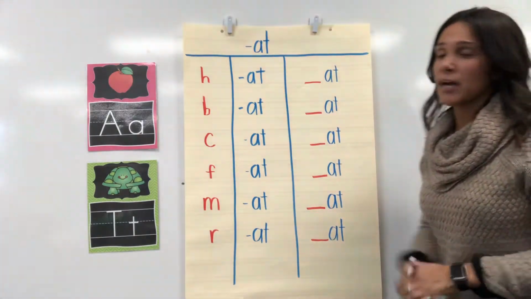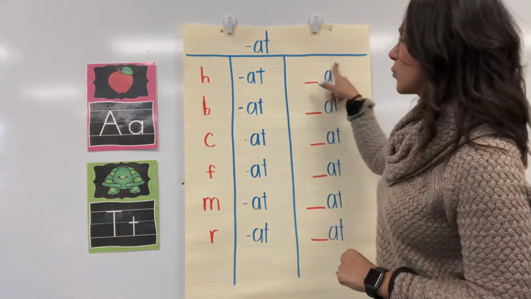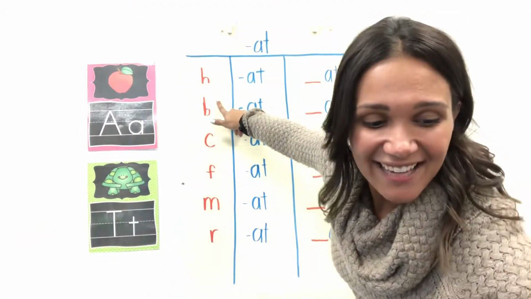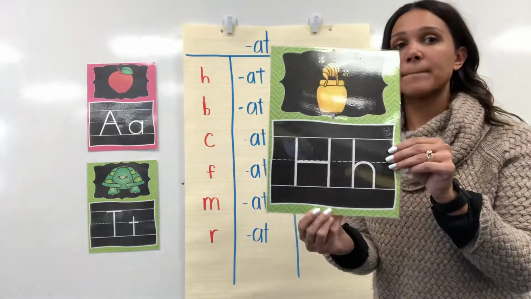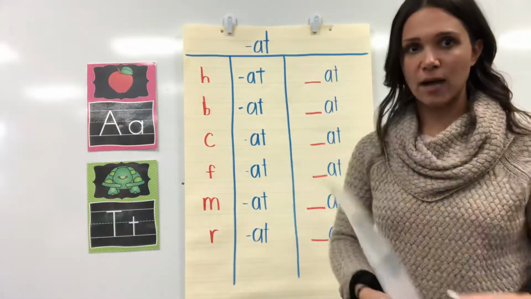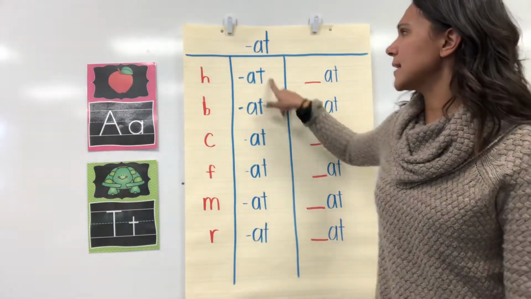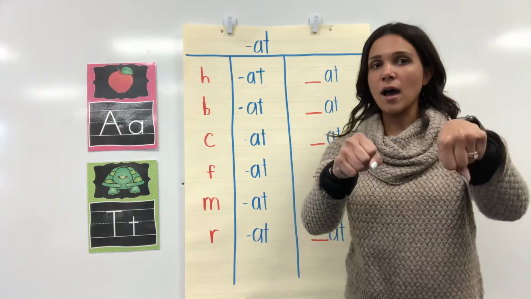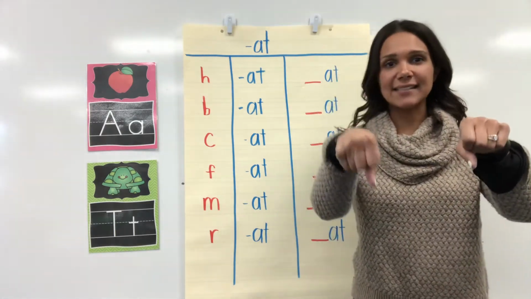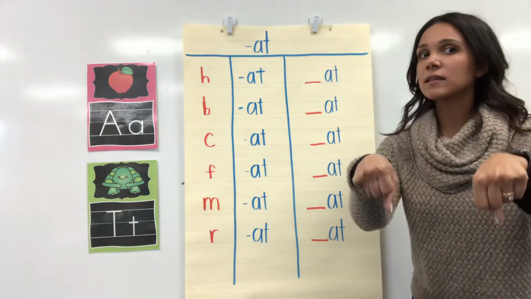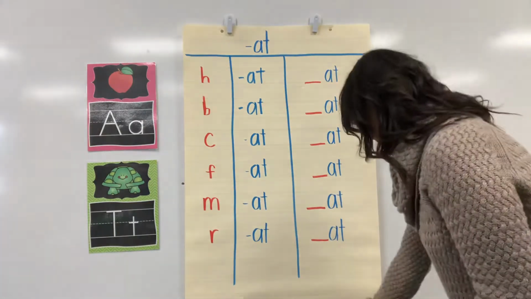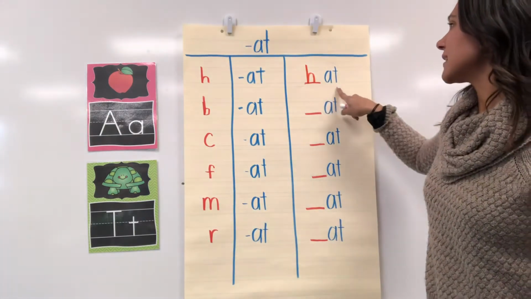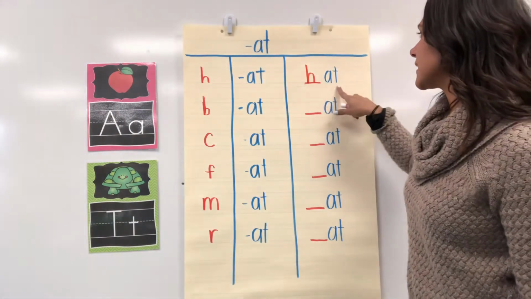All right, boys and girls, now we're going to put our letters together to blend our word. Well, my first letter is letter H. Good, letter H is our first letter. Remember, H makes the h sound. Okay, well, let's figure out what H-A-T spells. Put your hands together like this. All right, echo me. At, at, at. At, hat. Good. I know that H-A-T spells hat. Echo me. H-A-T spells hat.